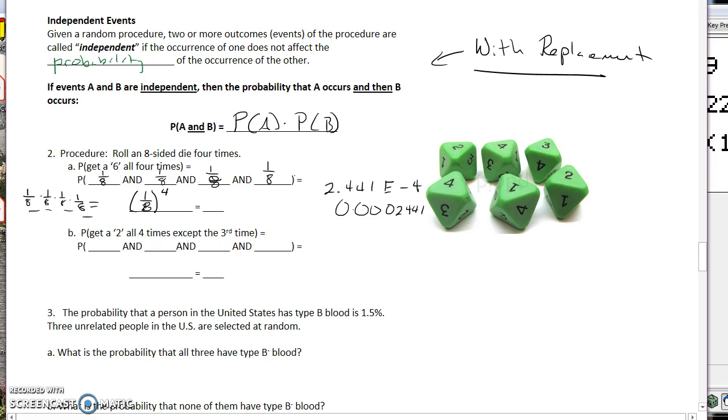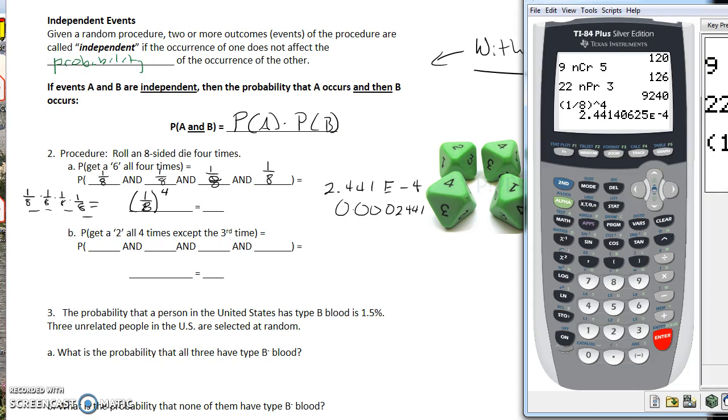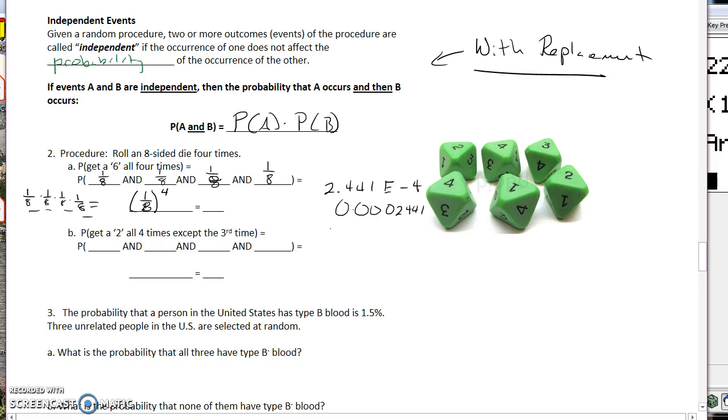Now, what happens if we wanted to write this as a fraction? You can try to use your F to D button, or on the 83, it's Math Enter Enter. This might work for you. This might not work for you, though. You might hit Math Enter Enter to turn it into a fraction, and it spits this decimal right back to you. So what do you do if you need to write it as a fraction?